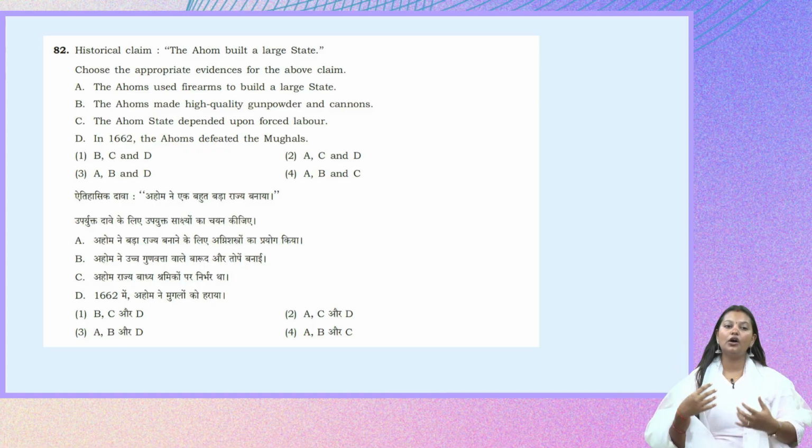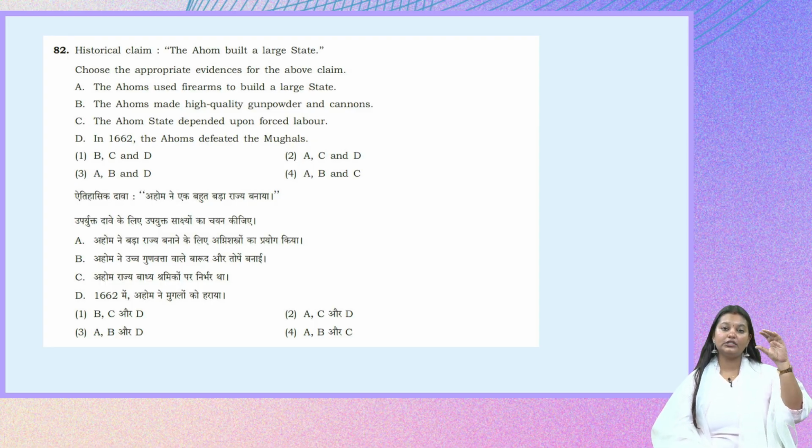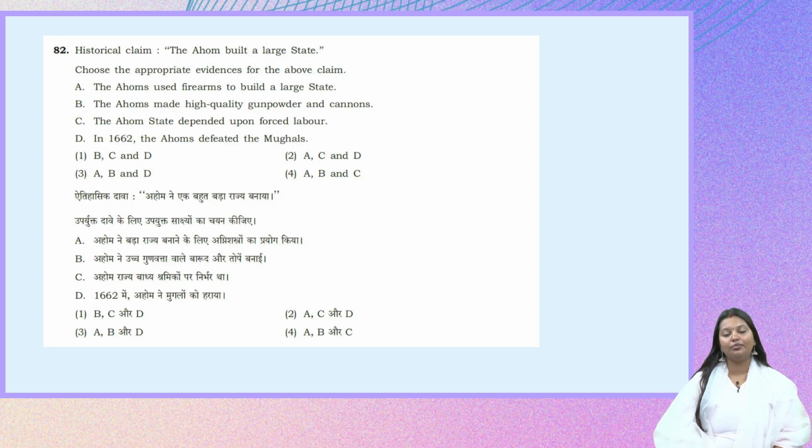Historical claim: the Ahom built a large state. Choose the appropriate evidences for the above claim. So now there is a historical claim. This is a different kind of question that we are coming across. This historical claim is based on one of the concepts in our history textbooks, which is about the Ahom. The Ahom built a large state. Now, what appropriate evidences do we have to support this particular claim? Now let us look at the statements that are given here.